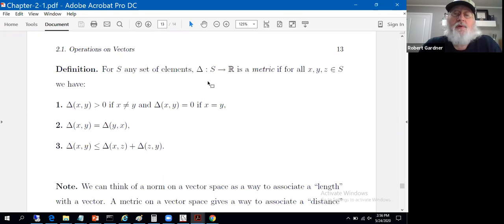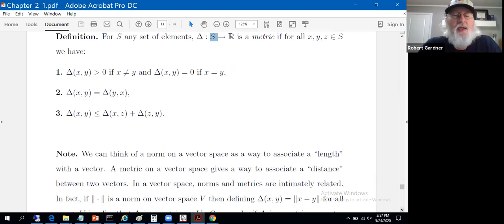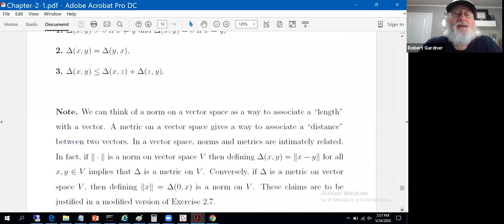This metric stuff is a function that maps elements of a set. Sorry, this is a function that maps pairs of elements of this set into the reals. So actually, technically, it maps S cross S. So I need to correct that. It should say S times S. It maps ordered pairs of elements of S into the real numbers. Actually, we see from the first part, it maps into the non-negative real numbers. Now, we can think of this norm as a length, but norms take individual vectors. They don't take pairs of vectors like the metric does.